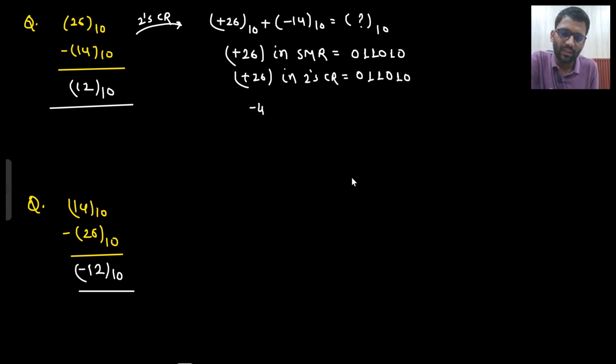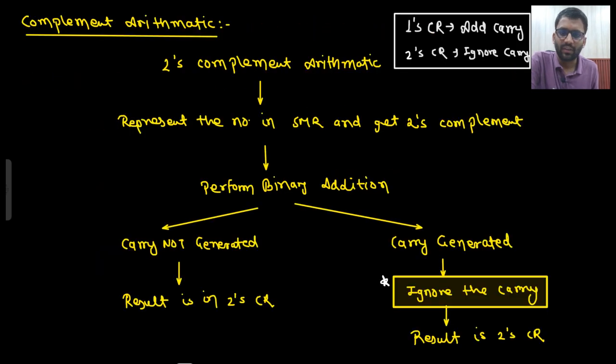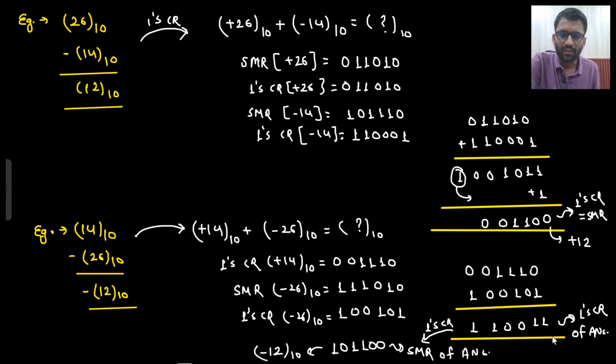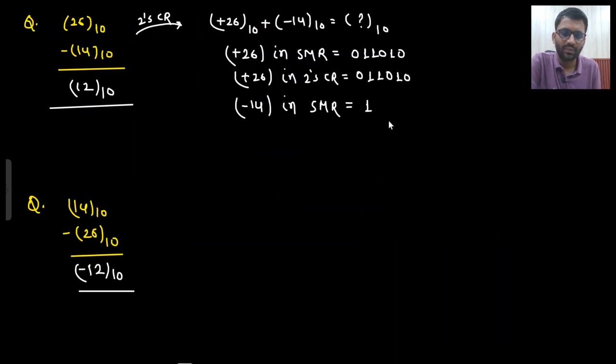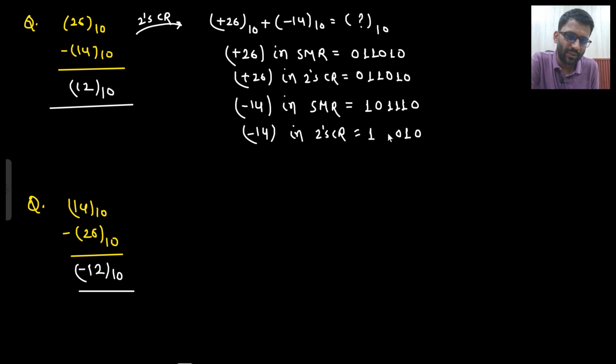What about minus 14? Minus 14 in sign magnitude representation would be 1, and we have written 14 here: 1 0 1 1 1 0. And what would it be in 2's complement representation? So this one goes here. We will start from the back. 0 1 would become 0 0 1. Since I got 1, the rest will all be complemented. Okay, so that's the thing. So this is our 2's complement representation, and this is our 2's complement representation.